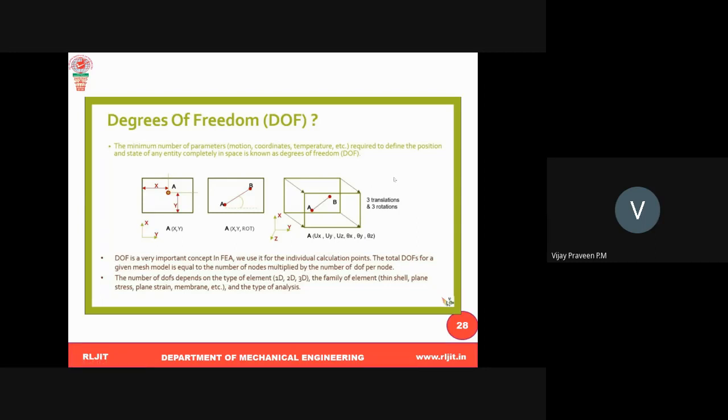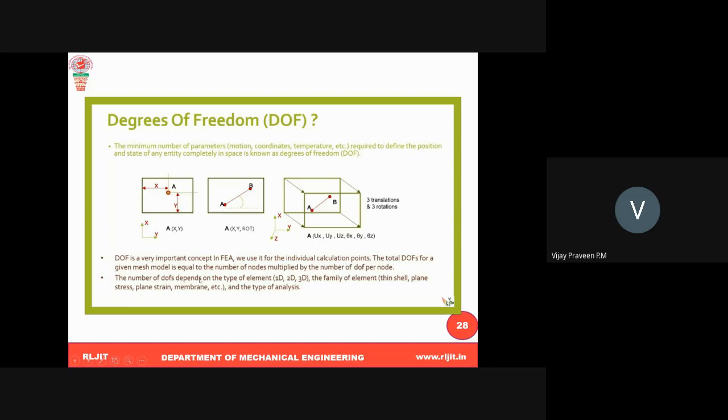In order to define this A, what coordinates do you require? The translation in X, the distance with respect to Y, the distance with respect to Z, and also the angle with respect to X, Y, and Z. Therefore, it becomes 6 degrees of freedom. So degree of freedom is a very important concept in the entire FEA. We use it for individual calculation of points. The total degree of freedom in a given mesh model is equal to the number of nodes multiplied by the number of degrees of freedom per node.